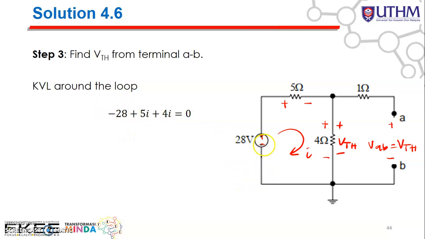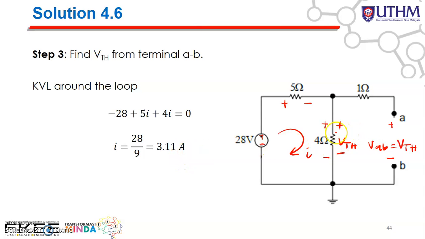So from this point, you have a negative sign. So negative 28 plus voltage across 5 ohm is equal to 5I, okay, and then plus 4I. So based on this, you can further simplify your equation in order to get the value of I. So you have 5 plus 4 is 9, so I will be equal to 28 divided by 9. So I will be equal to 3.11 ampere.